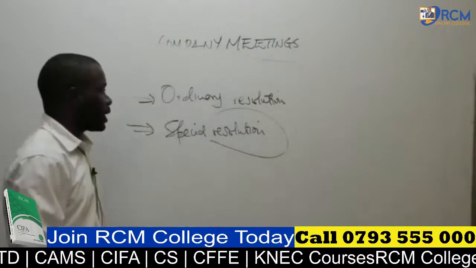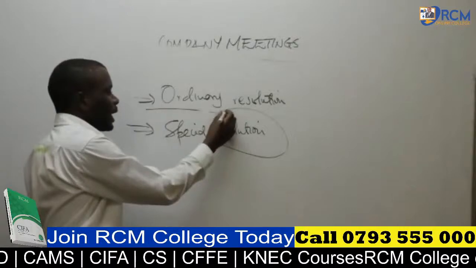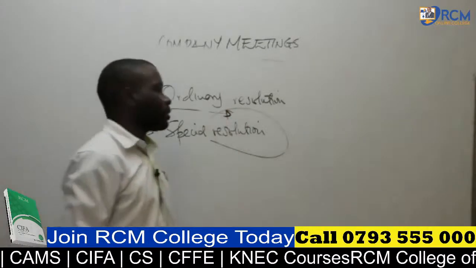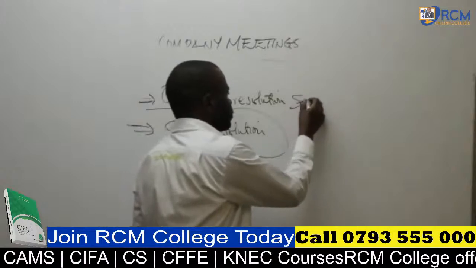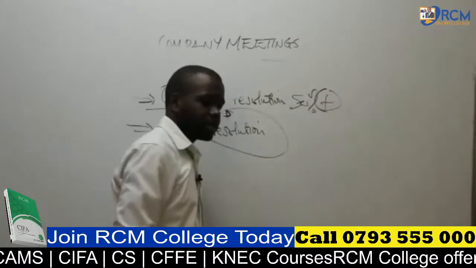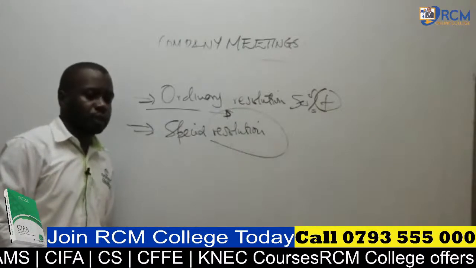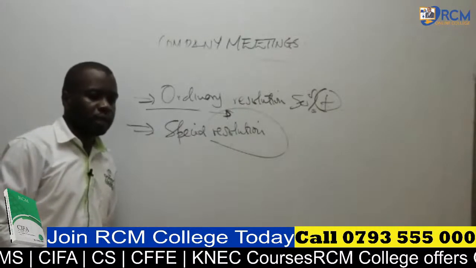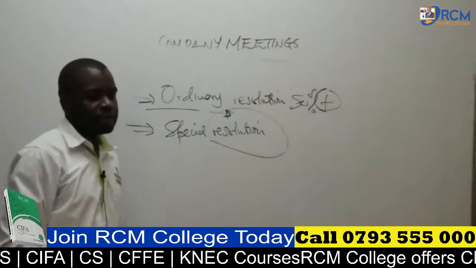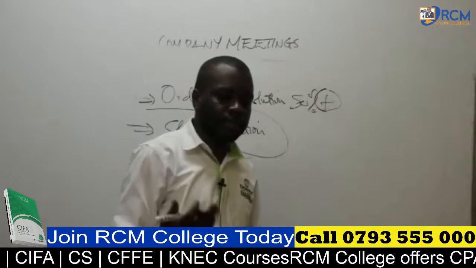An ordinary resolution is simply a resolution that requires what we call a simple majority to approve. A simple majority simply means so long as it is 50% plus, that is quite enough to approve such a resolution. So an ordinary resolution is one that will be approved by a simple majority, meaning 50% plus.